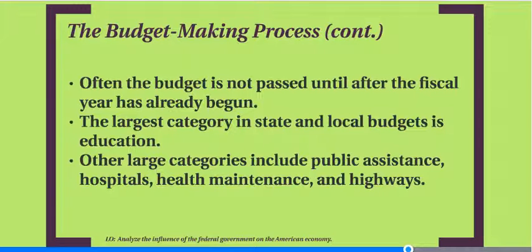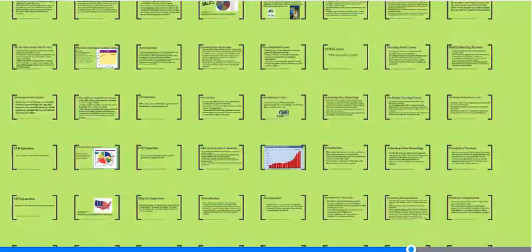The largest category in state and local budgets is education. Other large categories include public assistance, hospitals, health maintenance, and highways.